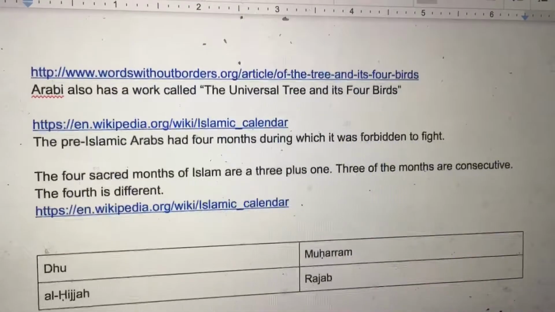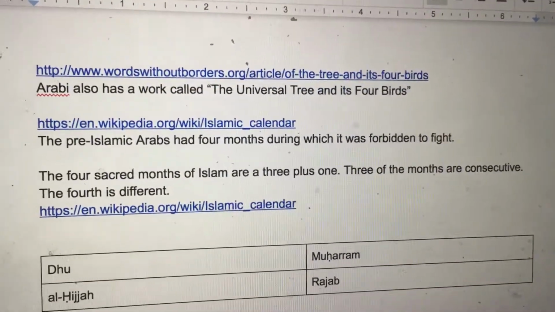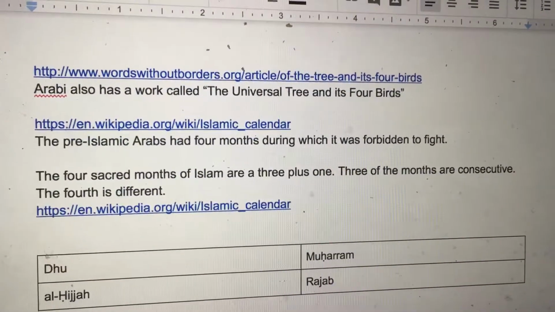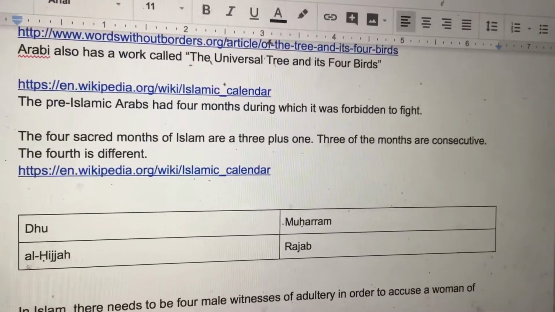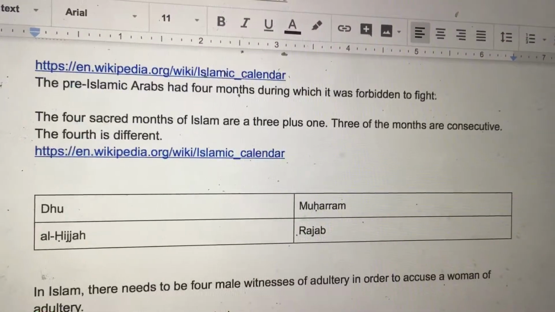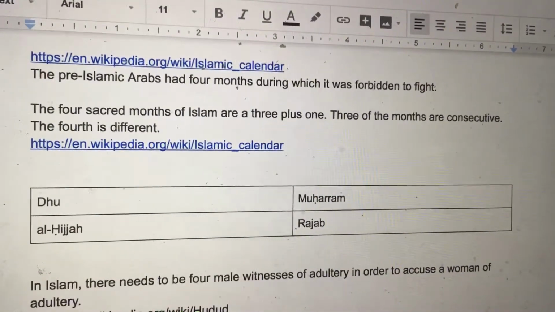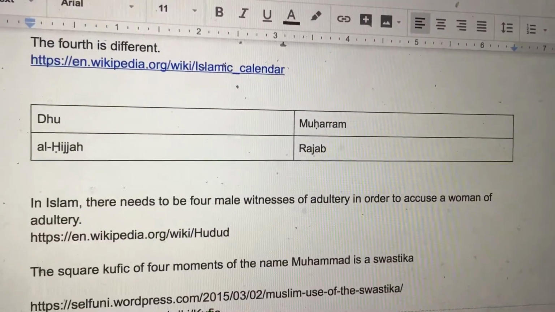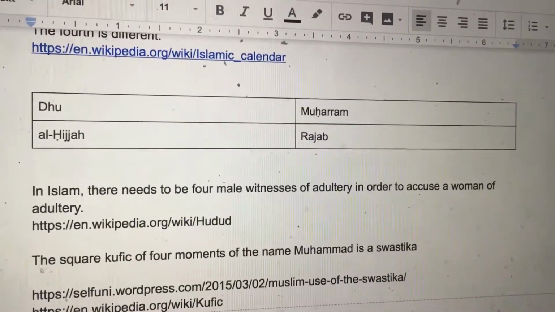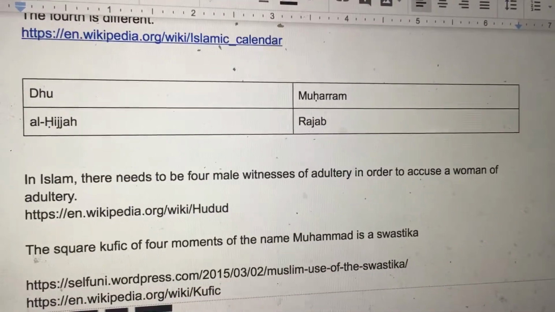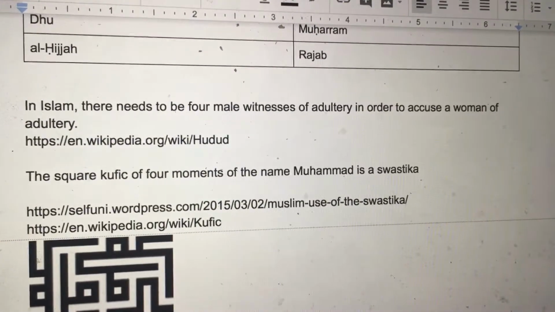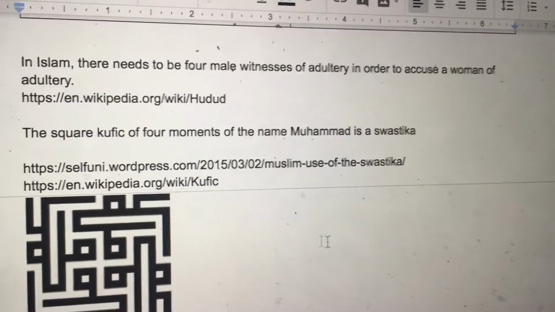The pre-Islamic Arabs had 4 months during which it was forbidden to fight. The 4 sacred months of Islam are 3 plus 1. 3 of the months are consecutive. The 4th is different: Dhul al-Hijjah, Muharram, and Rajab. In Islam, there need to be 4 male witnesses of adultery in order to accuse a woman of adultery. The square kufic of 4 moments of the name Muhammad is a swastika.